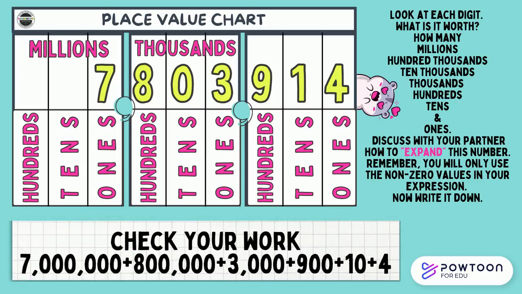Check your work. Did you write 7 million plus 800,000 plus 3,000 plus 900 plus 10 plus 4? What a great mathematician you are!